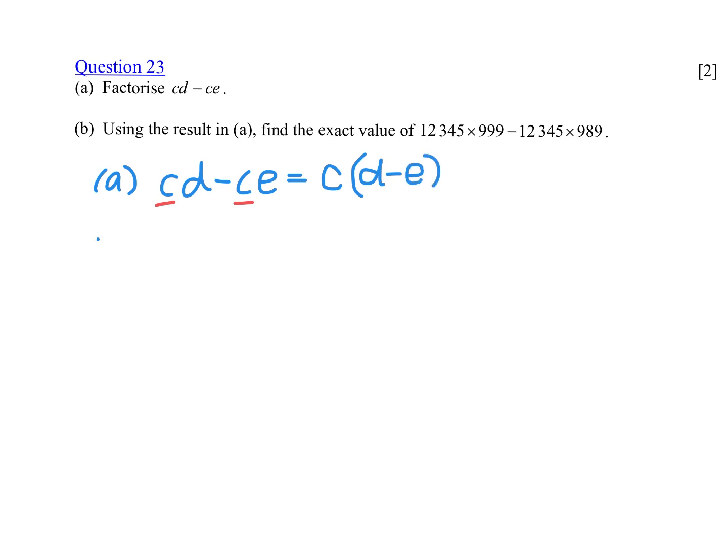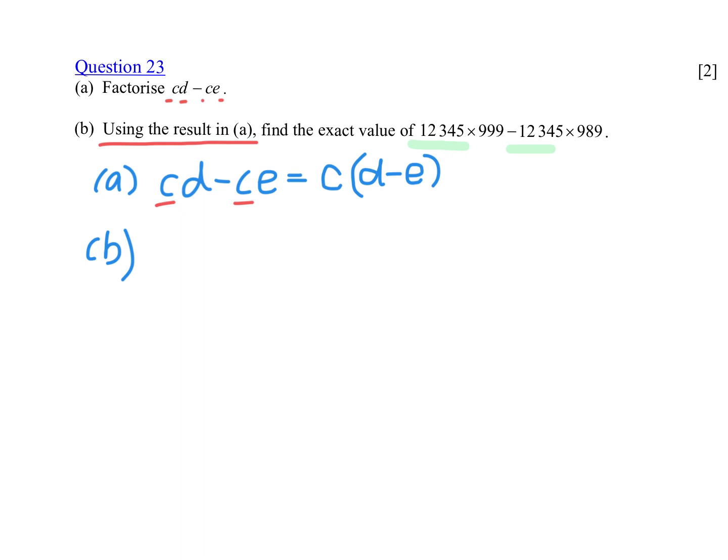However, the next part of the question says using the result in A. That means I must observe a certain pattern in part B and link it to part A. Part A is C times D, C times E, and we notice that C was a common factor. Let's look at part B. Is there anything that looks like C or D or E? A common factor? Well, we observe 12345 is actually our common factor.